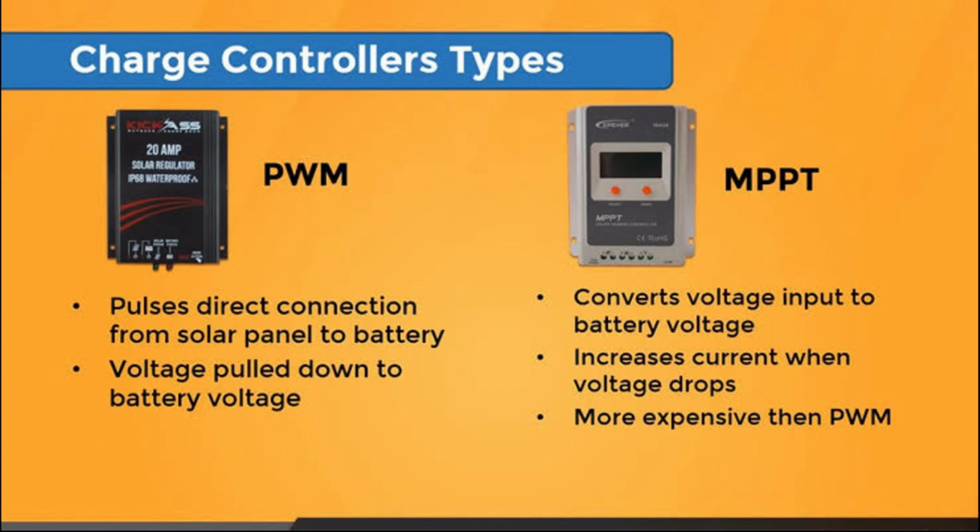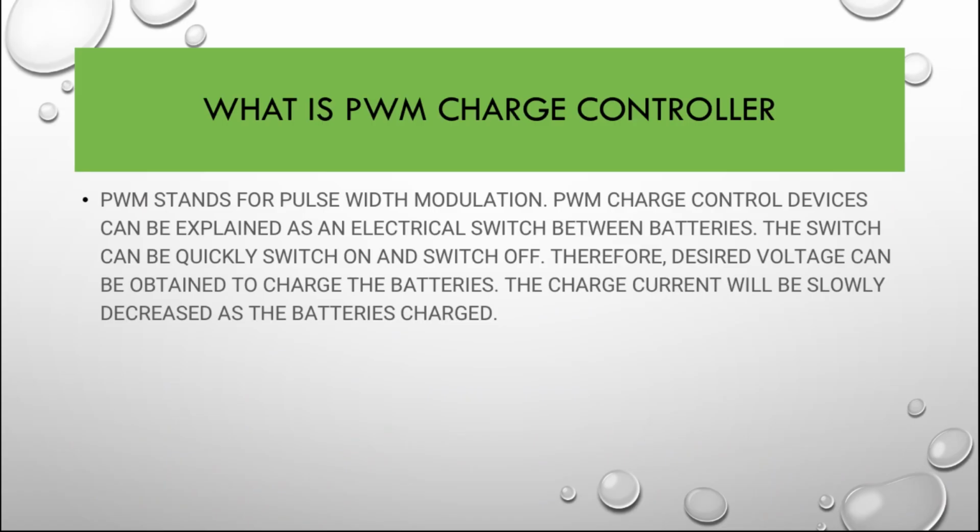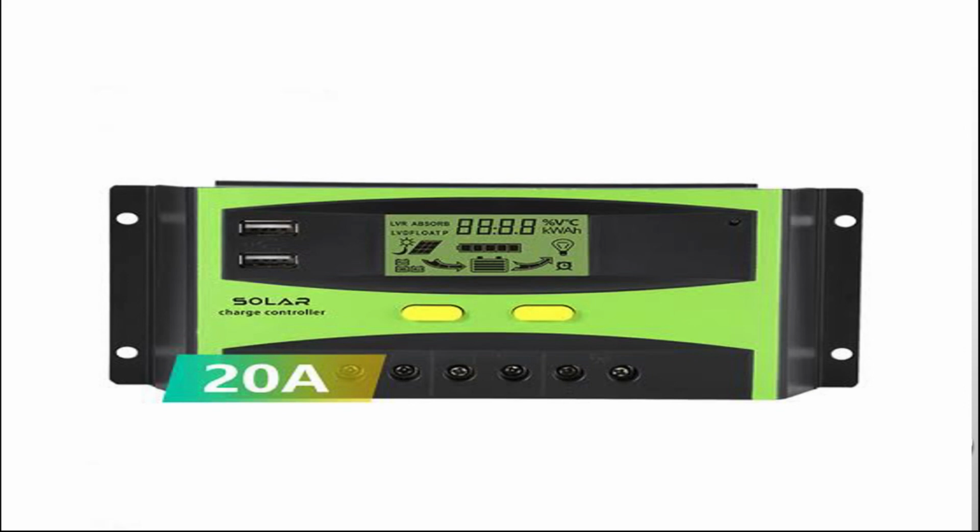What is a PWM charge controller? PWM stands for Pulse Width Modulation. PWM charge control devices can be explained as an electrical switch between the solar panels and batteries. The switch can be quickly switched on and off. Therefore, the desired voltage can be obtained to charge the batteries. The charge current will be slowly decreased as the battery is charged.